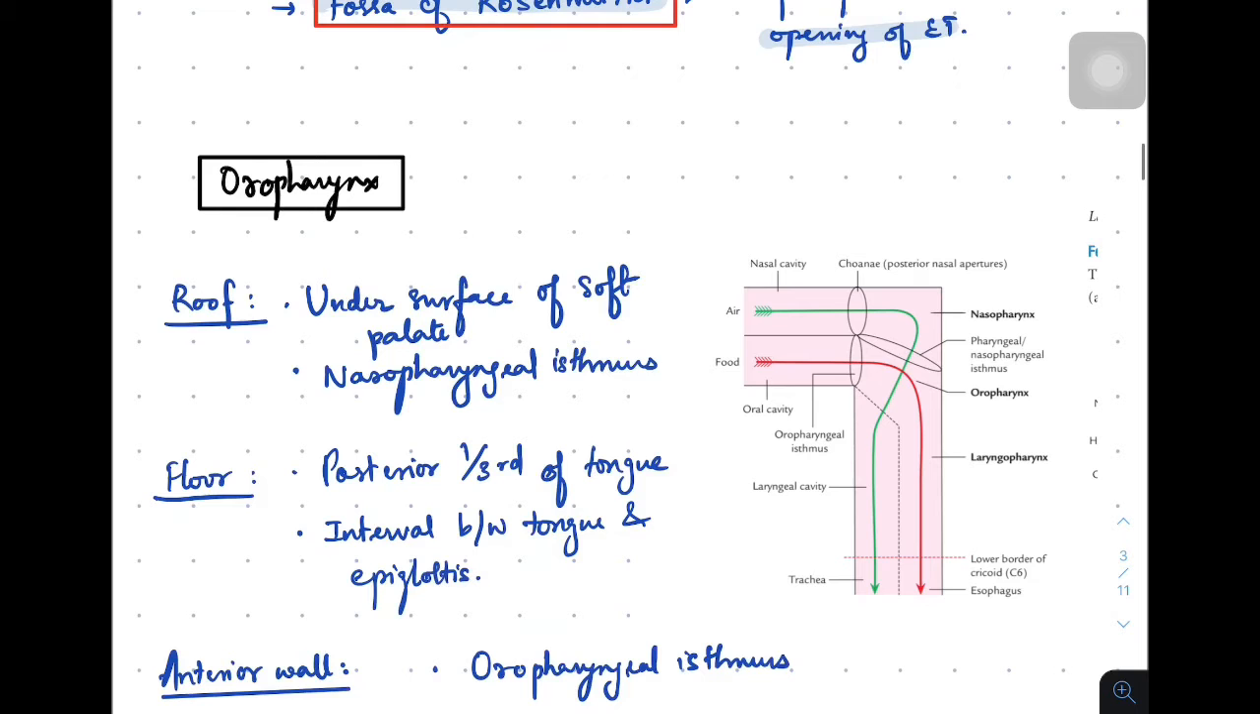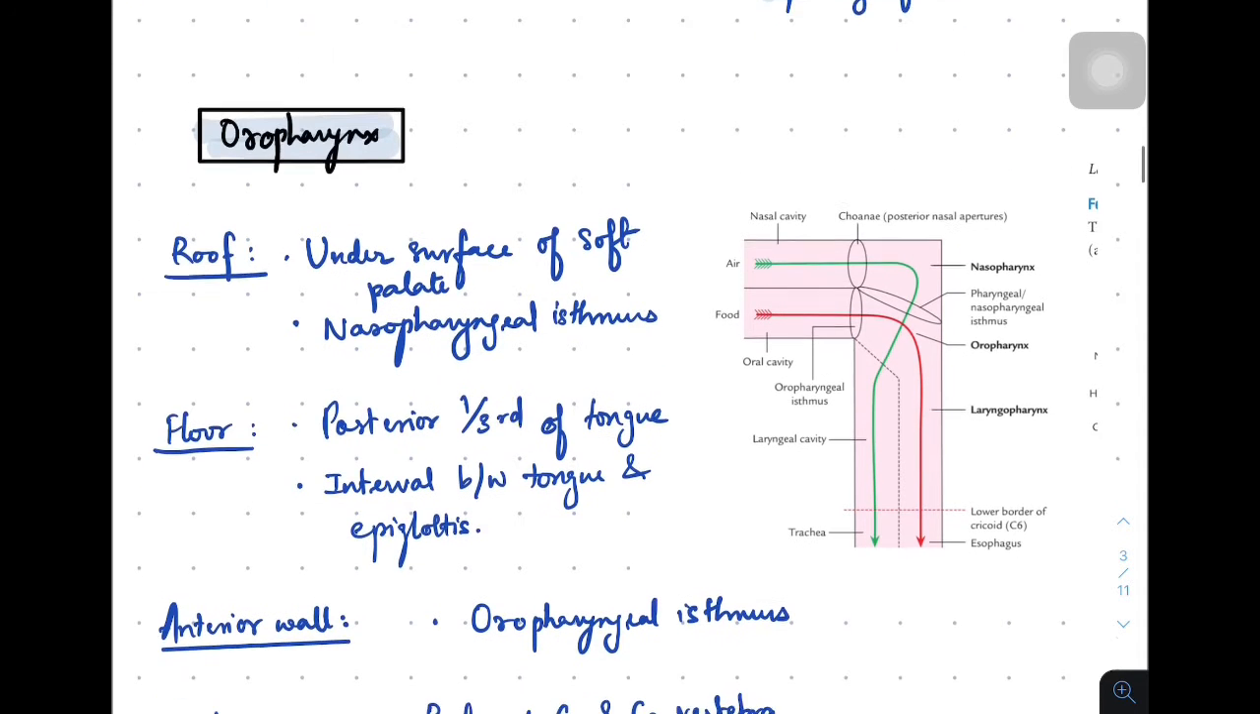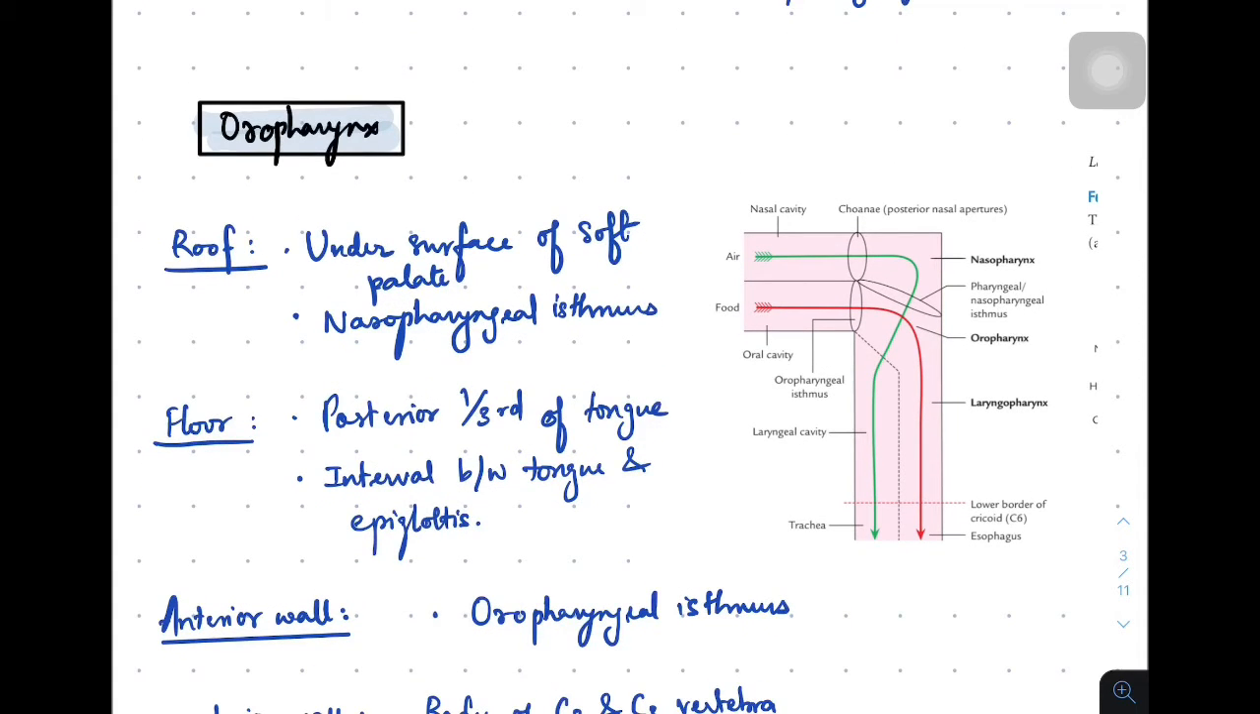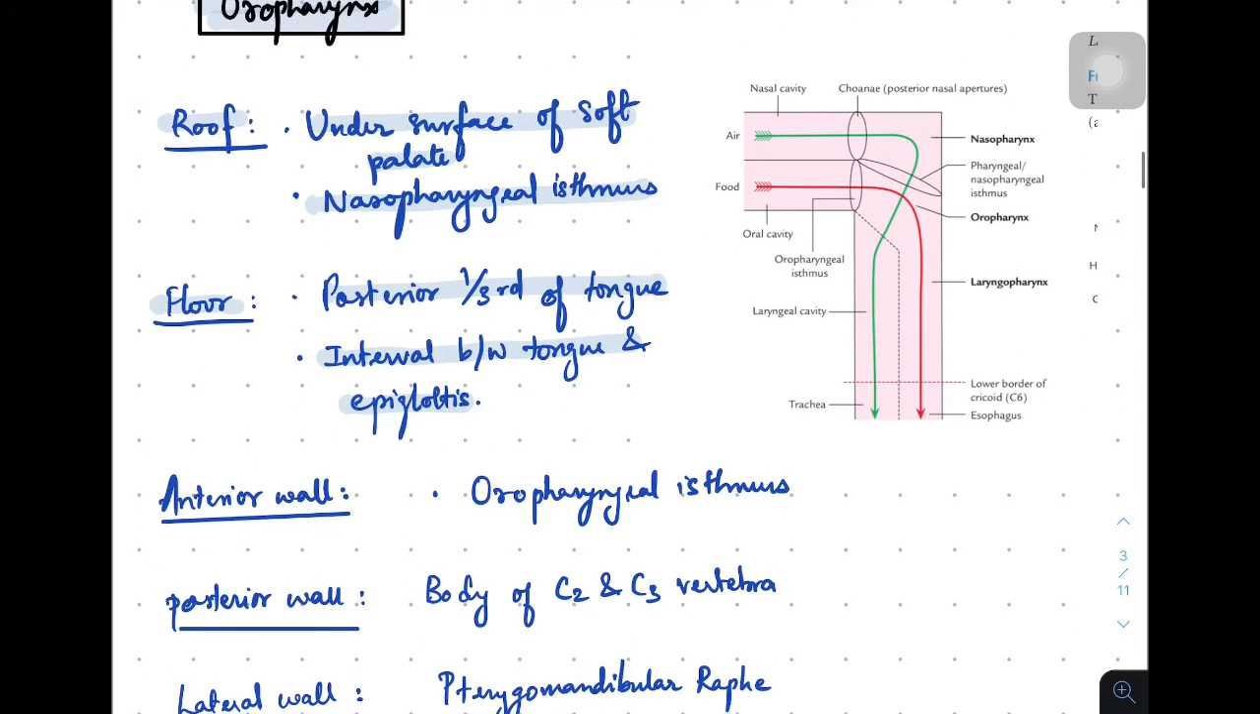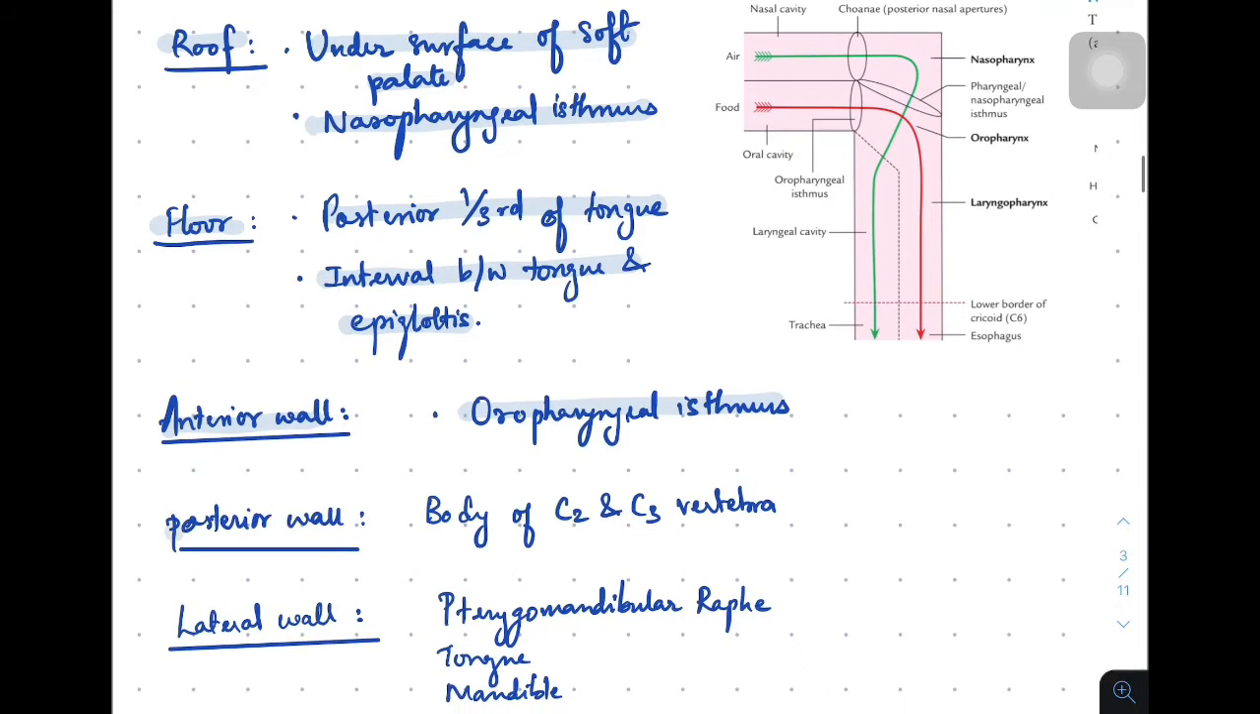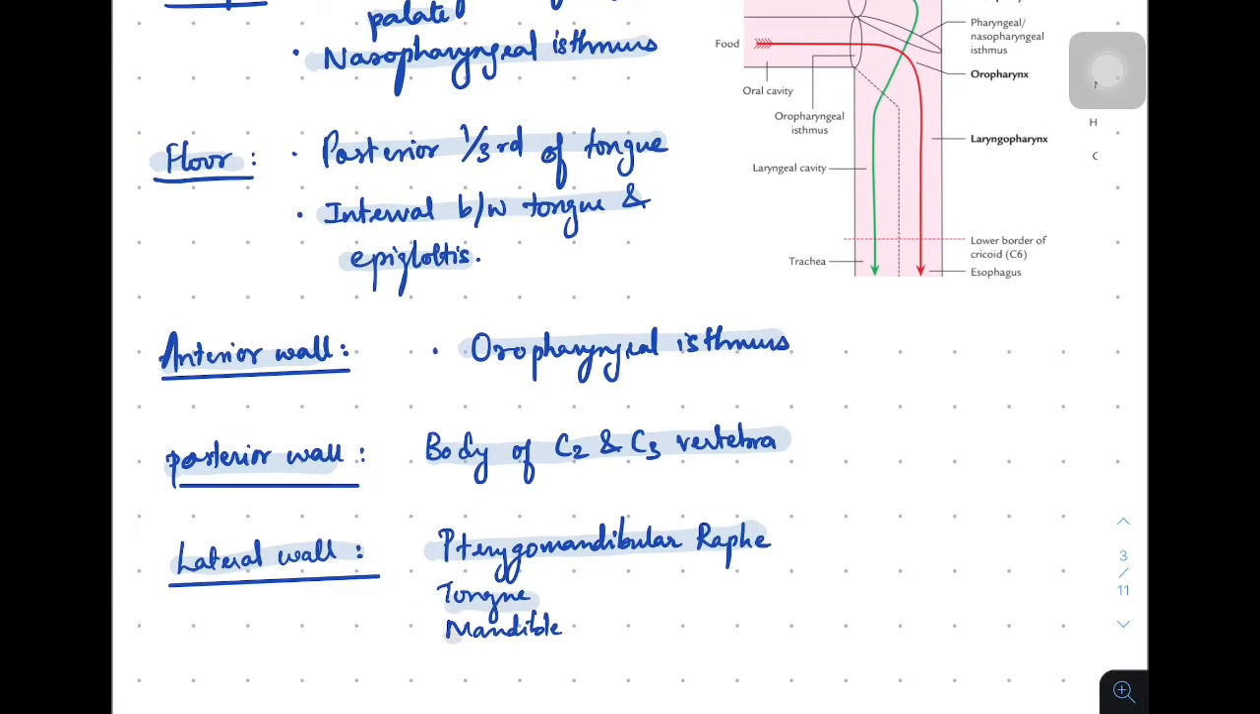Now we'll talk about the oropharynx. Similar diagram. The roof is formed by the undersurface of the soft palate and the nasopharyngeal isthmus. The floor is formed by the posterior third of the tongue and the interval between the tongue and epiglottis. The anterior wall is formed by the oropharyngeal isthmus and the posterior wall is formed by the body of C2 and C3 vertebra. Laterally, it is bound by the pterygomandibular raphe, tongue and mandible.